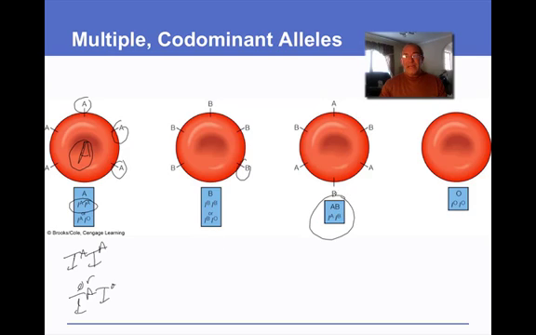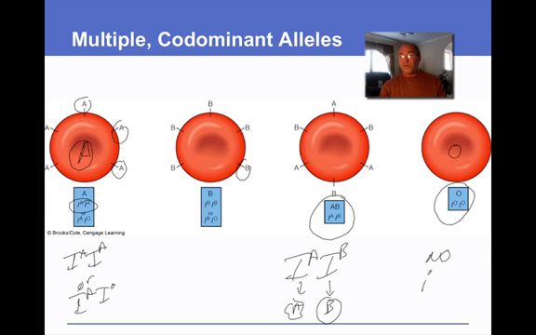With the AB blood type, we have both A and B alleles in there, making both the A proteins and the B proteins. And then of course with the double recessive we have no proteins. This is blood type O over here, and we have no AB proteins on the outside of the cell.